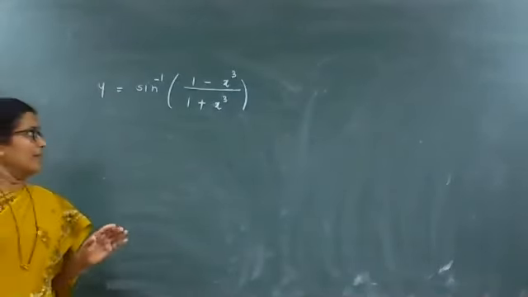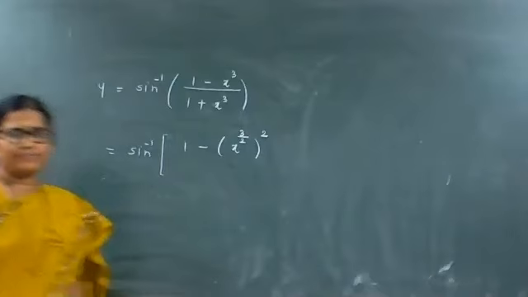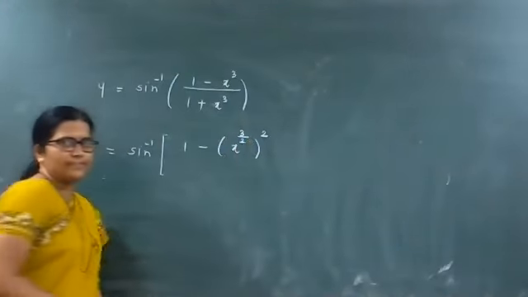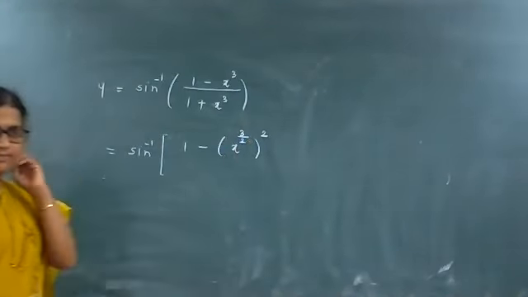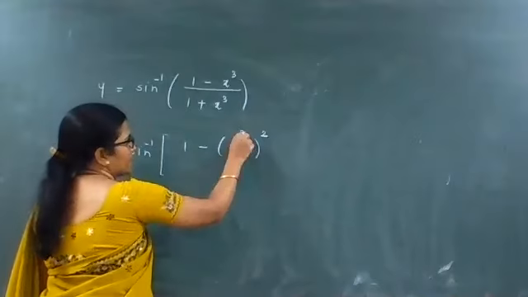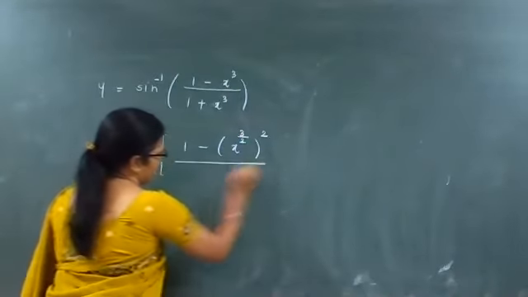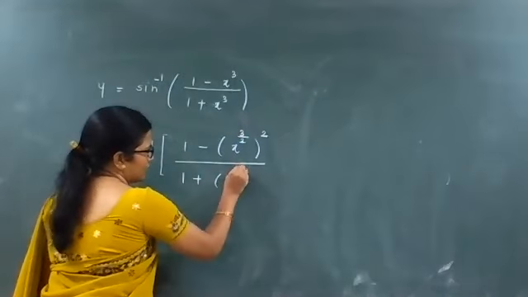Trick is x cube. We are not changing x cube, keep in mind. We are writing x cube in this form. X raised to 3 by 2 its square. By law of indices, these two indices will multiply, 2 will cancel, and it is nothing but x cube. Denominator also same.